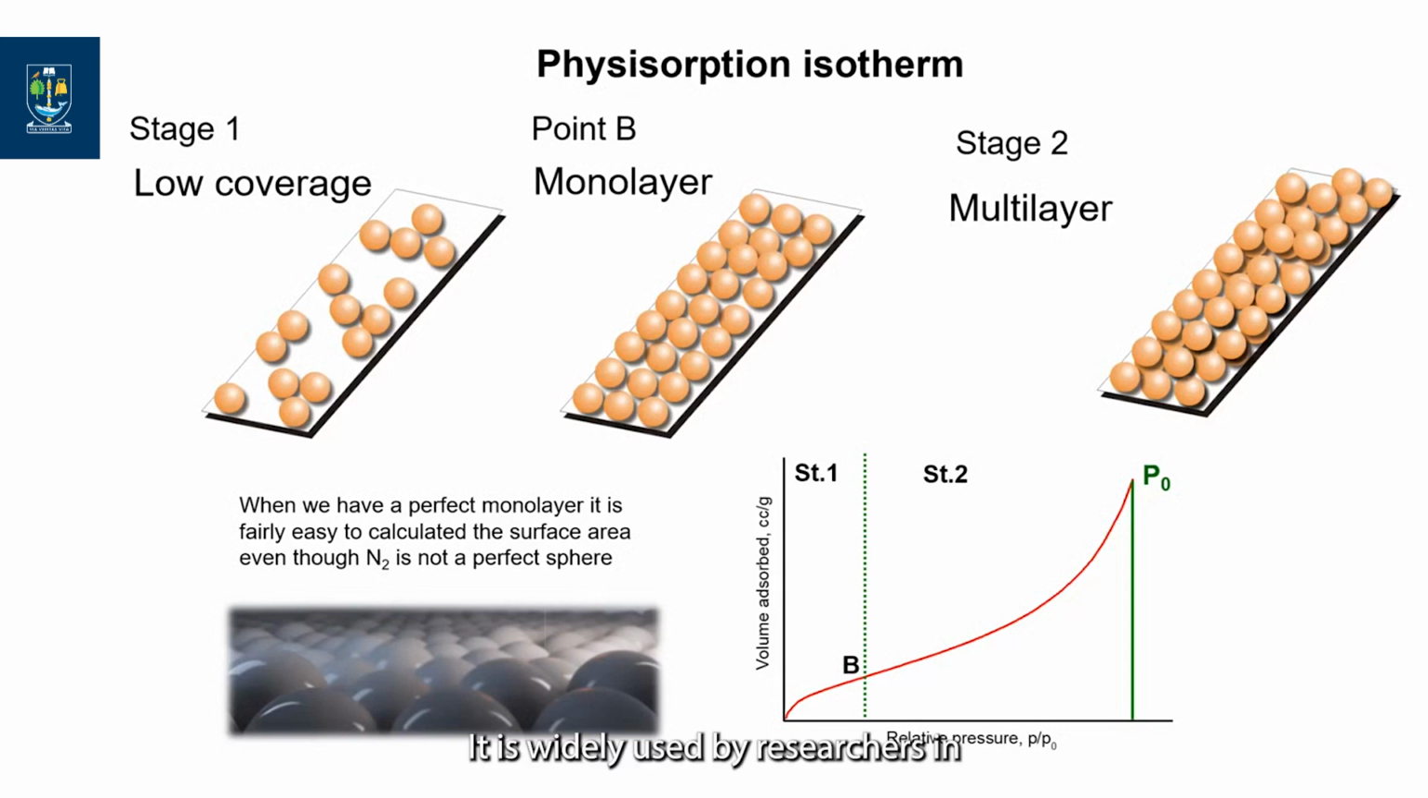Nitrogen is readily available as it is the most common and cheap industrial gas. It is widely used by researchers in determination of surface area and pore sizes. That means most of the literature work for reporting the surface area is done using nitrogen adsorption isotherm.